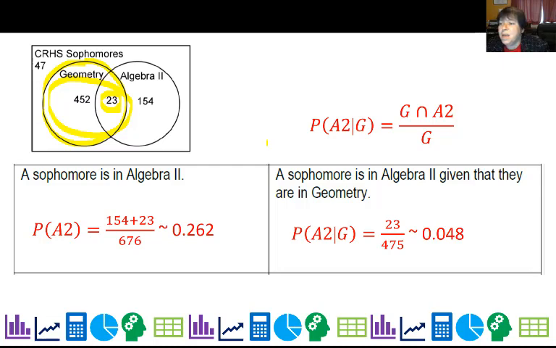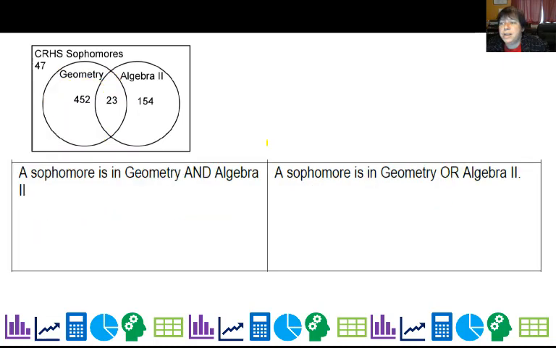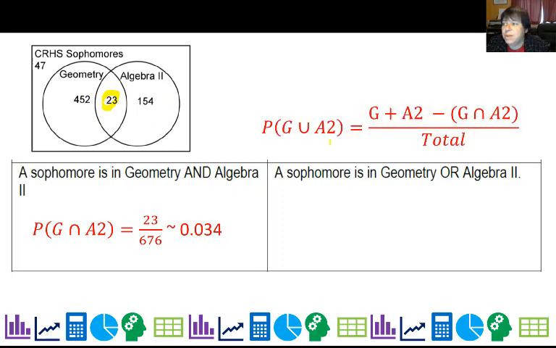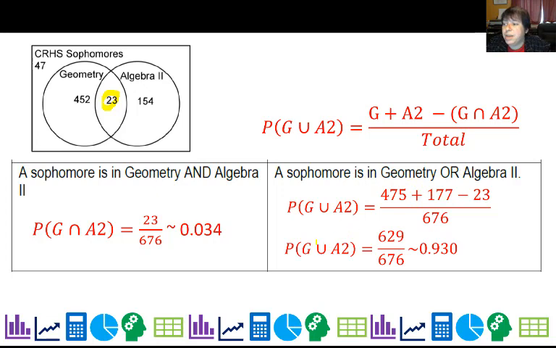Okay. Now, a sophomore is in geometry and algebra 2. That's just this group right here. And that would be 23 out of 676. Remember, this symbol right here means and. Now, a sophomore is in geometry or algebra 2. That means I'm going to combine all of these, all right? Or I can just do the totals and subtract the overlap, which is 23, out of 676. And I get 0.930. Again, this symbol is the or. The upside down symbol is the and or the intersection.